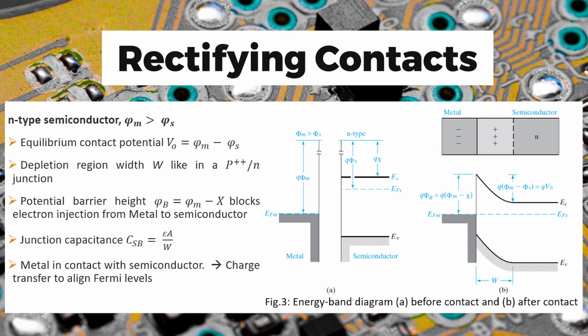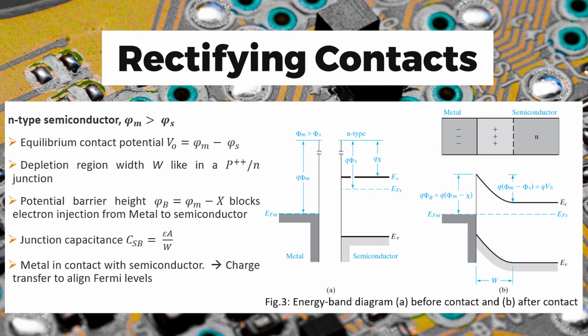It is equal to phi m minus phi s, that is, the difference between the work function of the metal and the semiconductor. Depletion region width W, like in a p++ n junction: the potential barrier height phi b, equal to phi m minus the electron affinity, blocks the electron injection from the metal to the semiconductor. The junction capacitance is represented as epsilon A by W.